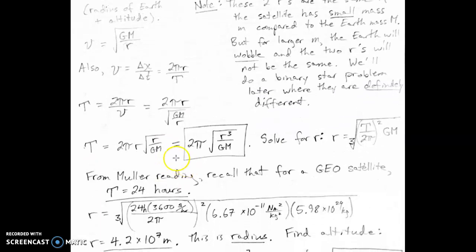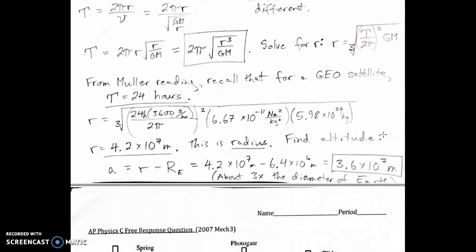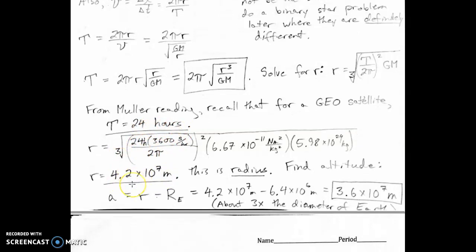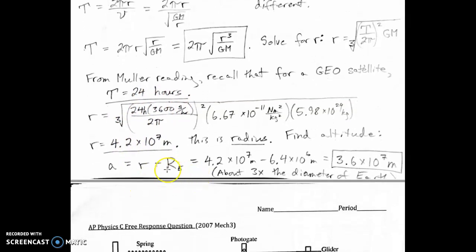We also know that the velocity is equal to the distance over time, circumference over period. Solve for period, and substitute the other equation we got for v, and you get this expression. And then solve for r, and you get this expression. And then recall that for a GEO satellite, the period is 24 hours. So we can put that in, solve for r, we get this radius, and then if you subtract the radius of the Earth, you get the altitude.